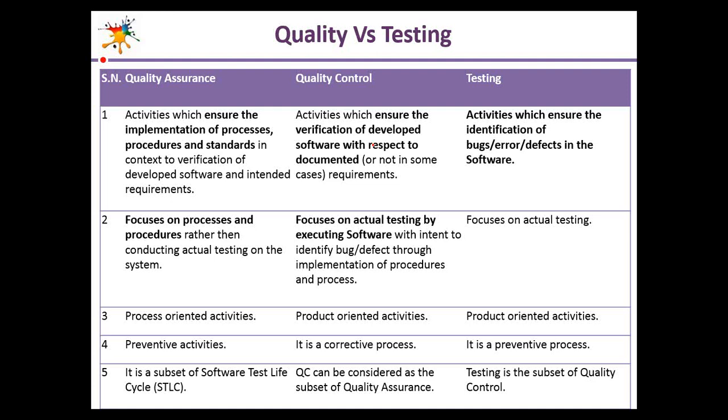Quality assurance is a subset of the software test lifecycle, whereas quality control can be considered a subset of quality assurance. That means at the top, the big circle is quality assurance. Within that you can say quality control is a part of it, and then within that circle, testing can be another subpart.